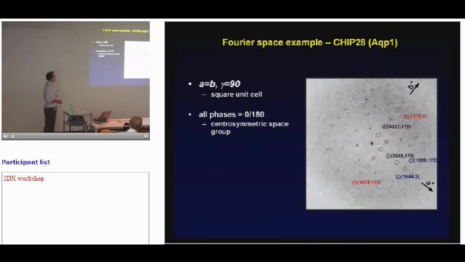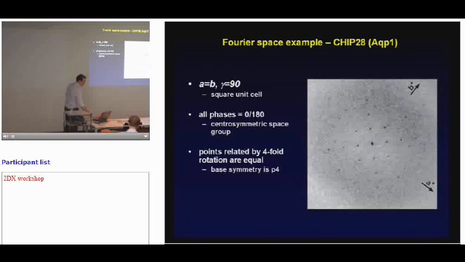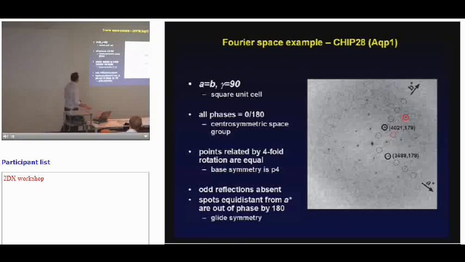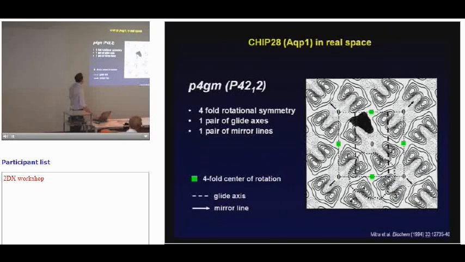We find that if we look at the phase and amplitude information, all of the phases in this map are equal to 0 or 180, so that means it's a centrosymmetric space group. We find that points related by four-fold rotation are equal. Okay, so this basically means that the base rotational symmetry is P4. And we see that the odd reflections are absent, and this is a systematic absence that's indicative of a glide plane. And further to that, the fact that spots equidistant from A star are out of phase by 180 is another indication that we've got glide symmetry present in this particular crystal. There's a couple of examples of that there.